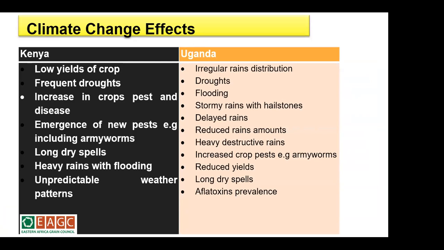Some of the effects for Kenya are low crop yields, frequent droughts because of climate change, increasing crop pests and disease, emergence of new pests including armyworms, long dry spells, heavy rains with flooding, and unpredictable weather patterns. In Uganda, where we are also doing some of the work in adaptation, we have irregular rain distribution, droughts, flooding as well, stormy rains with hailstorms, delayed rains, reduced rain amounts, heavy destructive rains, long dry spells, and also aflatoxin prevalence in the region.